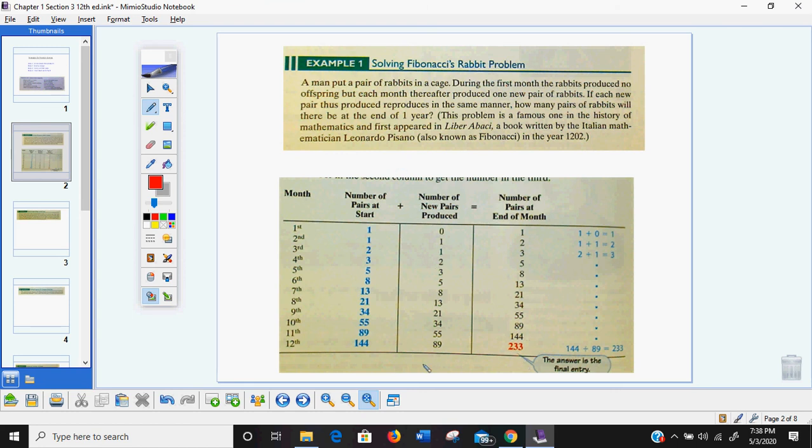This is a perfect example of starting with a chart, some kind of table that you can fill out.